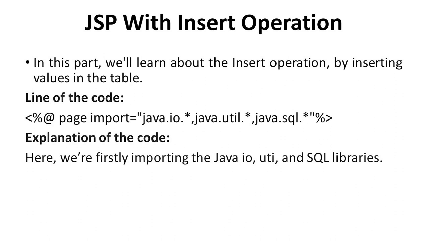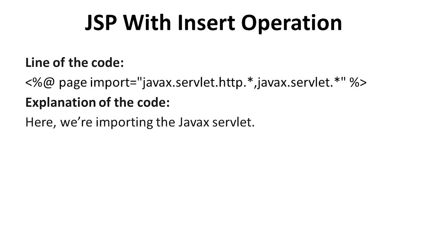So first, in this code, we write <%@ page import="java.io.*, java.util.*, java.sql.*" %>. So here we firstly import the Java IO, UTIL and SQL libraries. In the next line of the code, we use <%@ page import="javax.servlet.http.*" and "javax.servlet.*" %>. So here we are importing the javax servlet.